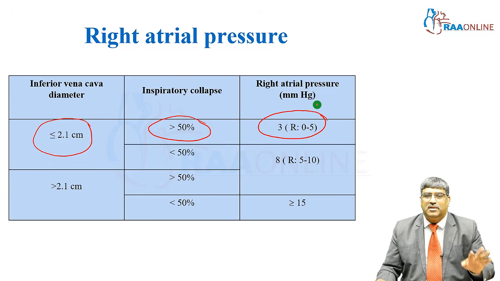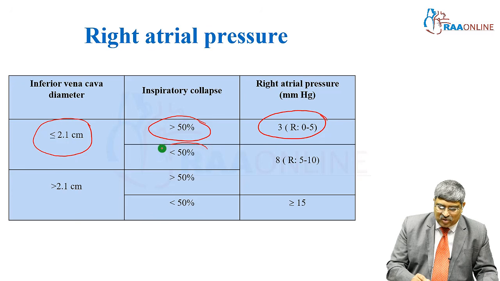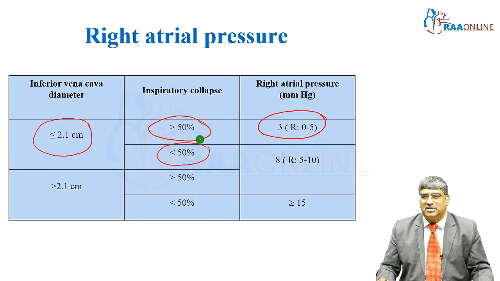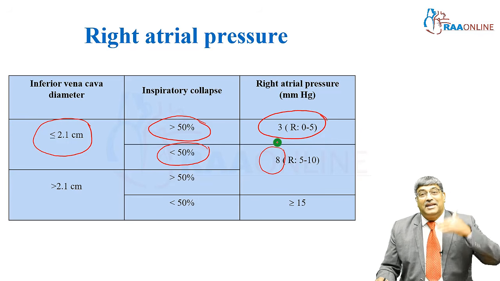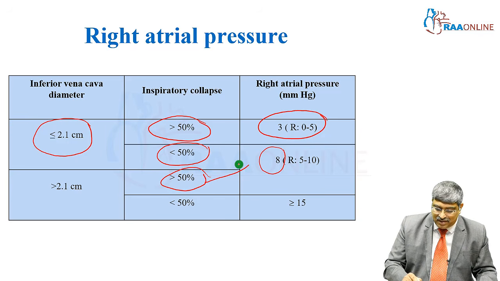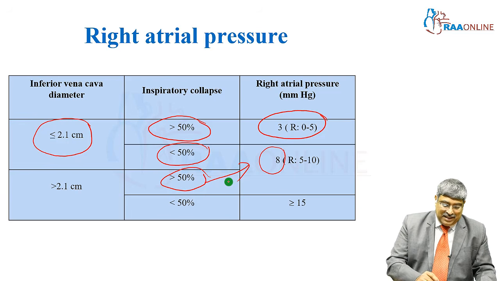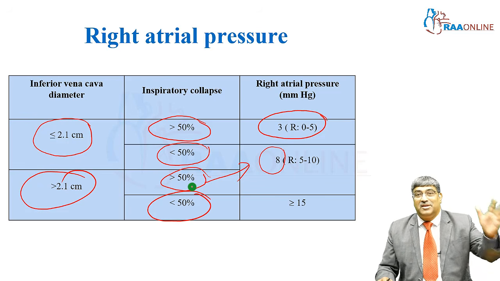It is around 3. The diameter is less than 2.1, but the collapsibility is less than 50%. Your CVP is around 8. The diameter is more, but still some amount of collapsibility is there. Again, the CVP is 8. The diameter is high and there is less collapsibility. Your CVP is really high.